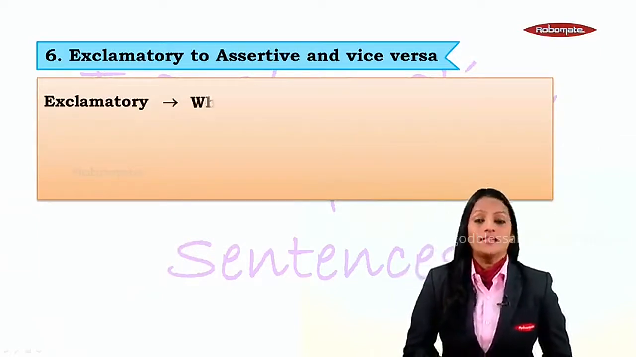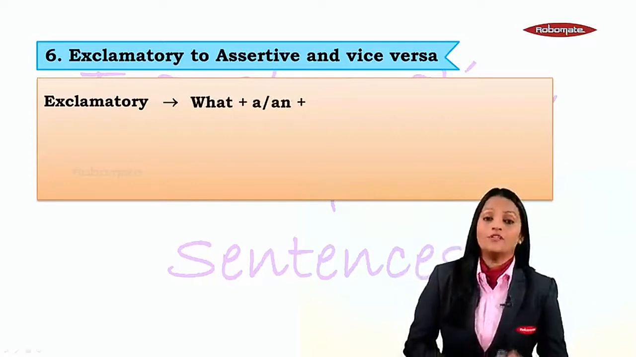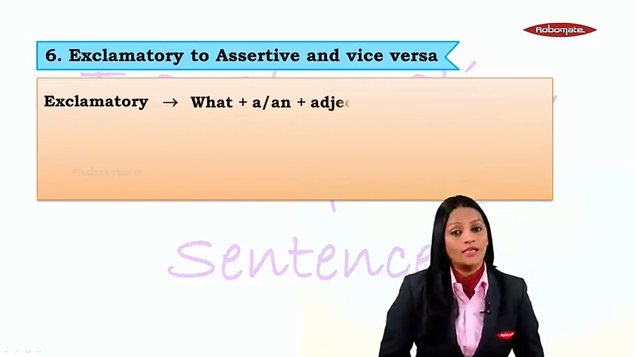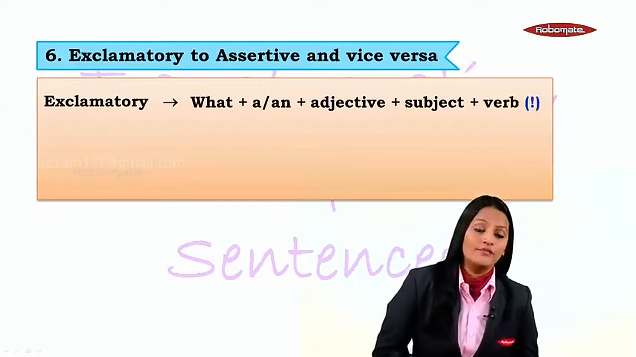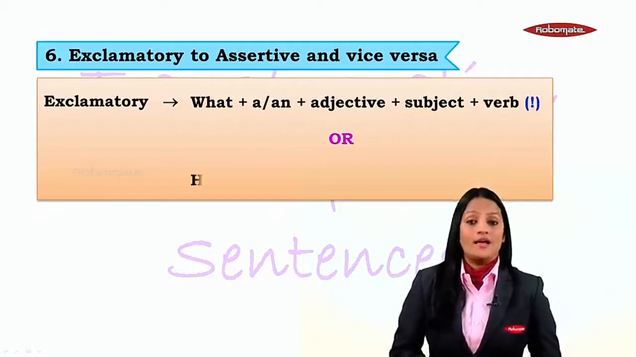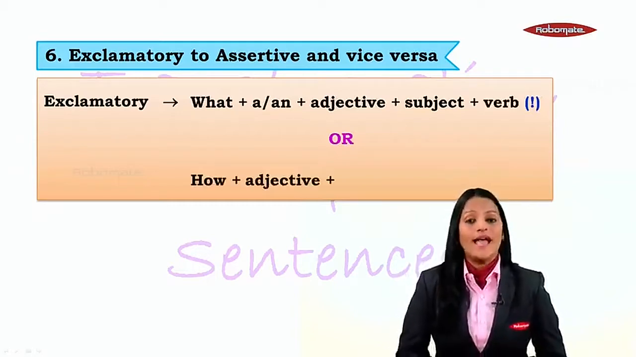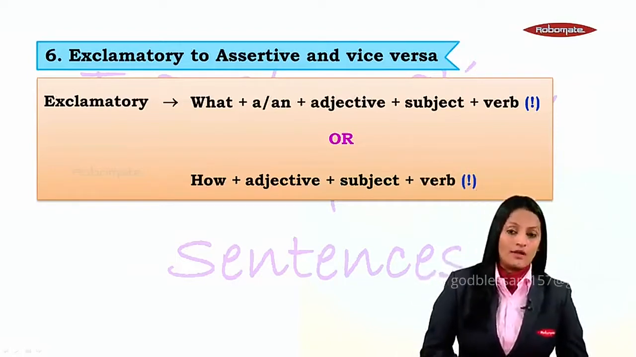Students, you've already seen that an exclamatory sentence will start with either what or how. Now, if it is what, then it is followed by an article, then we have the adjective, then we have the subject, the verb, and finally the exclamatory mark. Or we shall have how plus the adjective, then the subject and the verb, and the exclamatory mark.